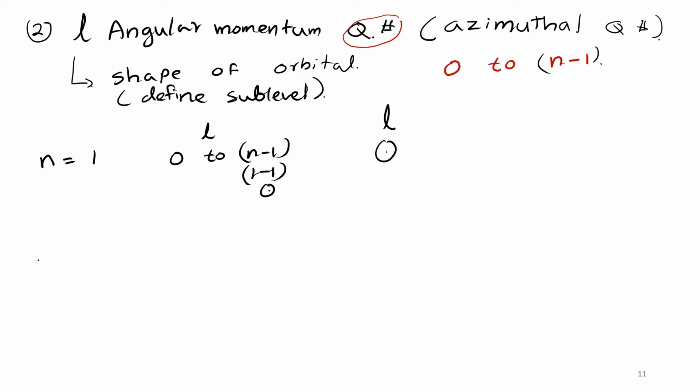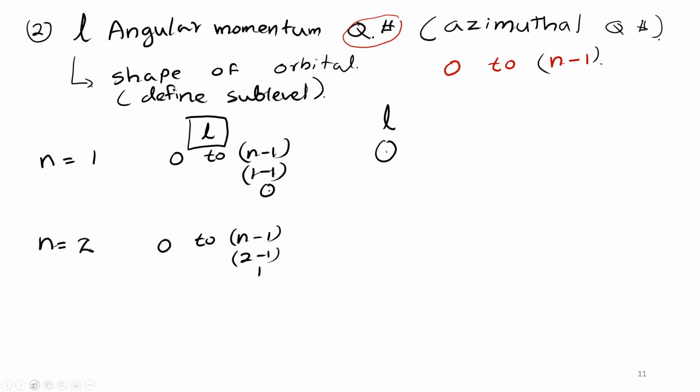Let's take another one. N equals 2. So for N equals 2, if we want to find L, we have to take it from 0 to N minus 1. Now our N is 2, minus 1, it's 1. So we have to take whole numbers from 0 to 1.